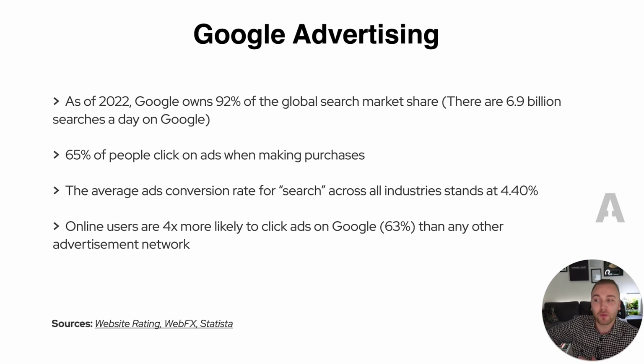Now, 65% of people click on ads when making purchases. So the ads that are on the platform, 65% of people click on those ads when they're going to purchase. And the average ads conversion rate for search across all industries stands at 4.4%. So 4.4% of people that click on Google search ads actually convert. That's a massive number. Now finally, online users are 4 times more likely to click ads on Google than any other advertisement network. Now that is absolutely massive, by the way.